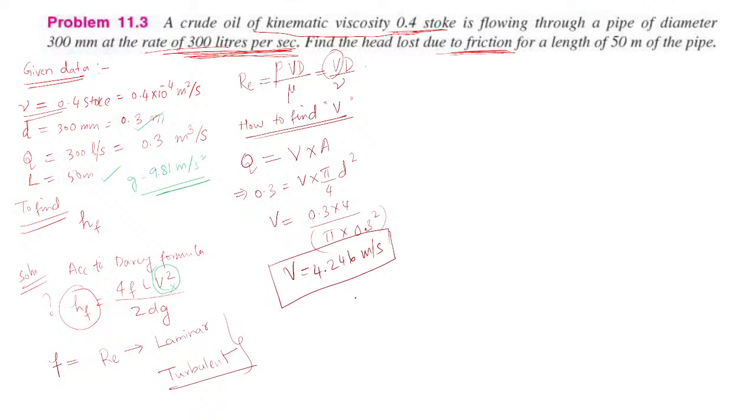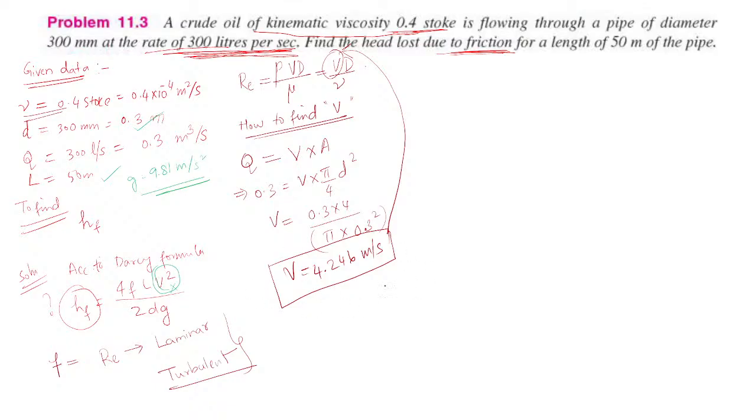So this is the process by which we obtain the value of V, right? Now once we get V, we can substitute back into this equation, right? Because our motto is to find this HF, and to find the HF we need to find the coefficient of friction, and to find the coefficient of friction we need to find the Reynolds number. This is the overall process.